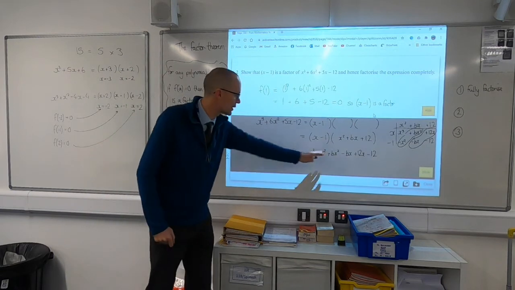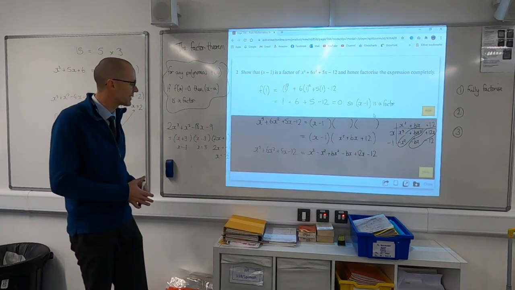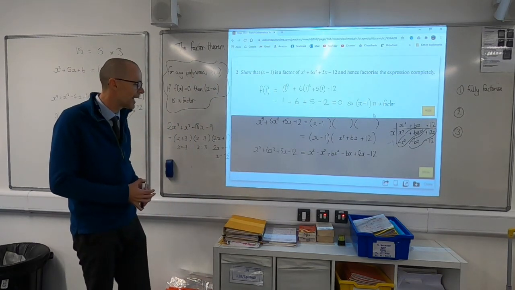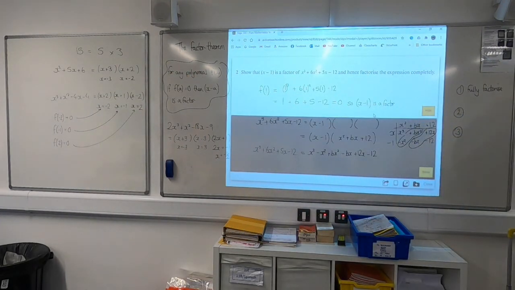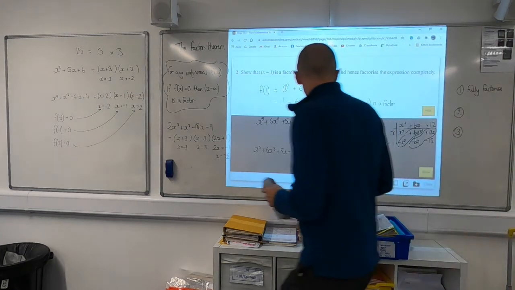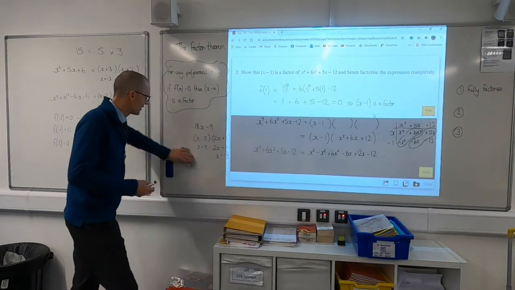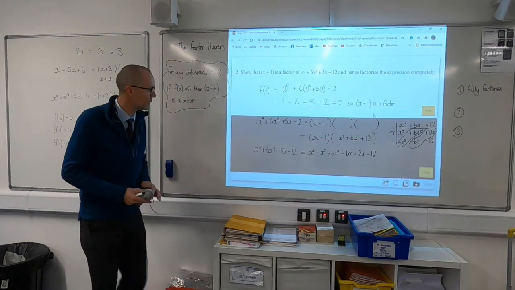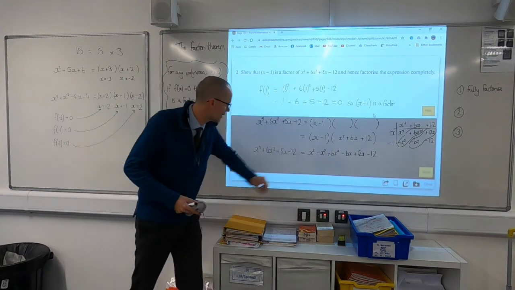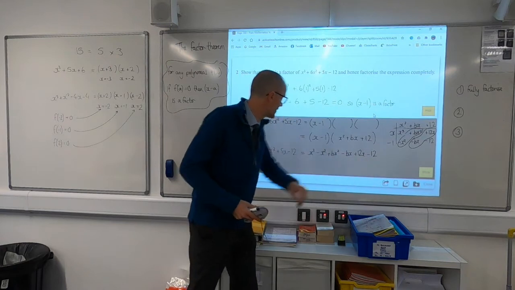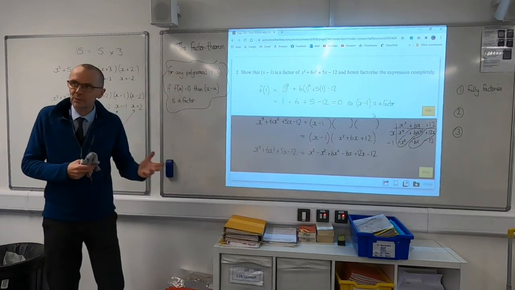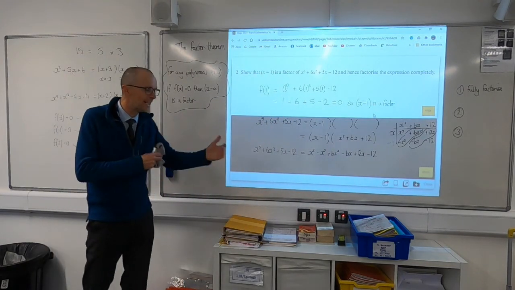It means this side has got to be the same as that side, and that means I've got to have the same number of x cubes, the same number of x squares, the same number of x's, and the same number on both sides. So far that's all looking good. I've got 1 x cubed on both sides, and a minus 12 on both sides. But with the x squareds and the x's, I don't know, because I've got b's in there.